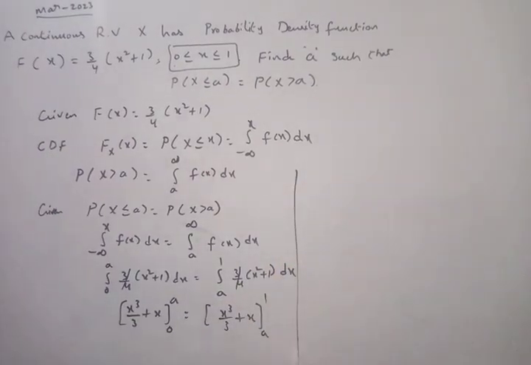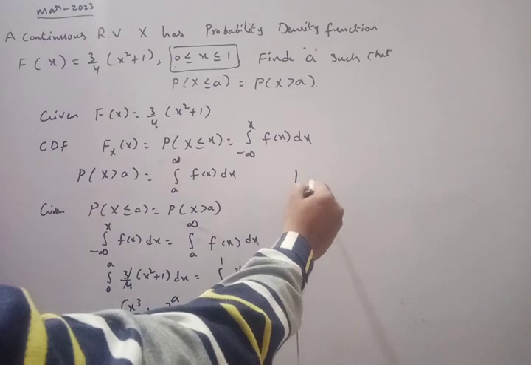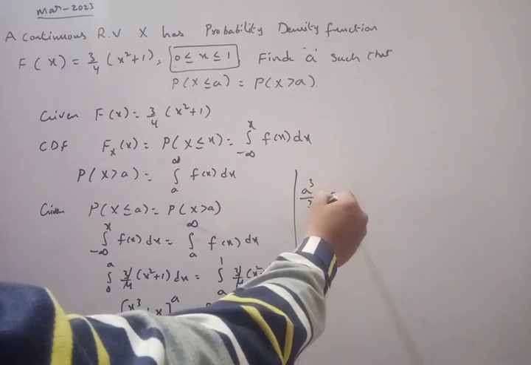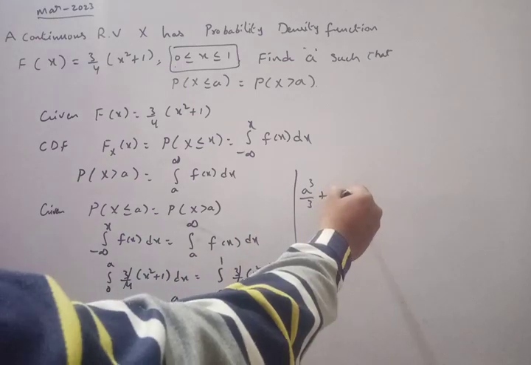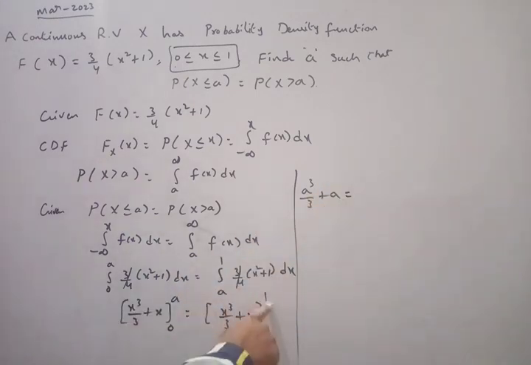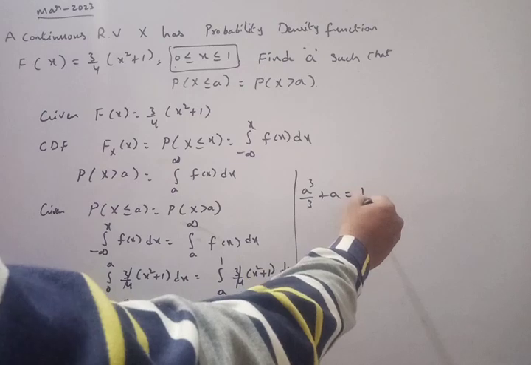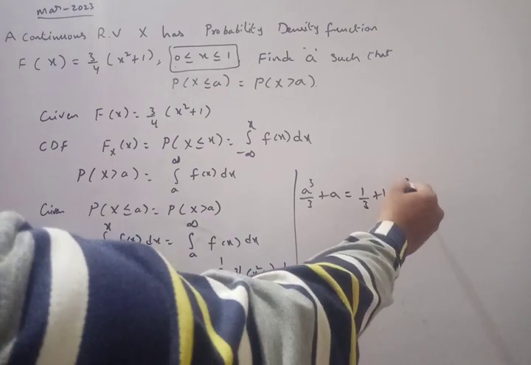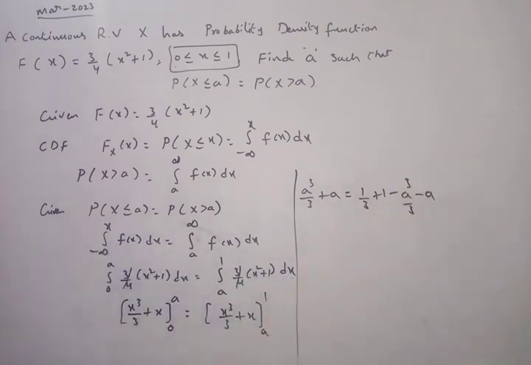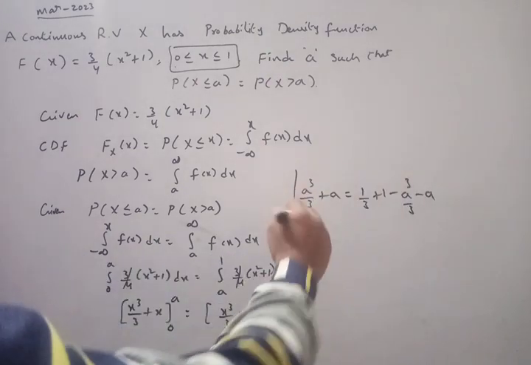If I apply the upper limit, I get a cube by 3 plus a, in place of x we substitute a. Lower limit is 0. This is equal to the right hand side: apply the upper limit 1, 1 by 3 plus 1, minus the lower limit, where we substitute a, so minus a cube by 3 minus a. Correct? So bring these two values to this side.